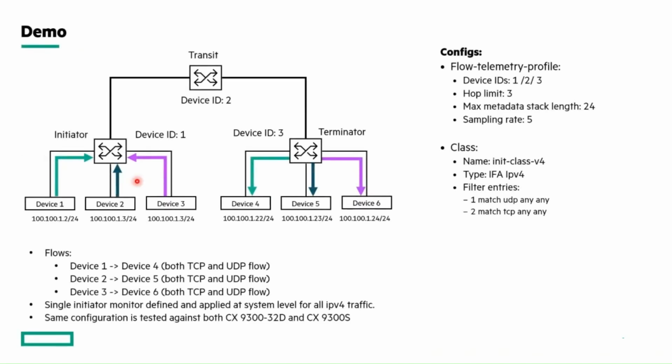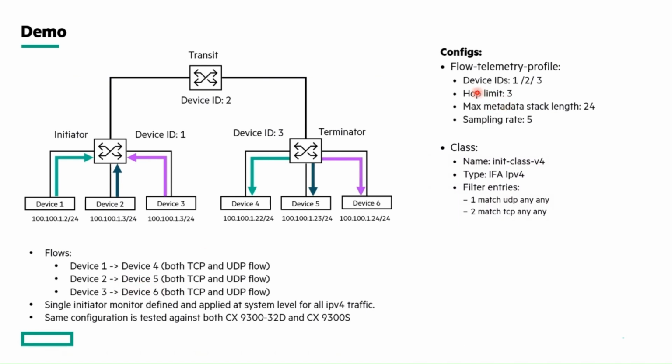Now it's time for a quick demo to show the brief functionality of this feature and how it comes into play. This is what my demo setup looks like. I have 3 devices sending data to my initiator with these respective IPs, and then it further passes through one transit node and moves towards the terminator. Device 1 is sending the flow to device 4, both TCP and UDP type, and the same goes for 2 and 5, and 3 and 6.